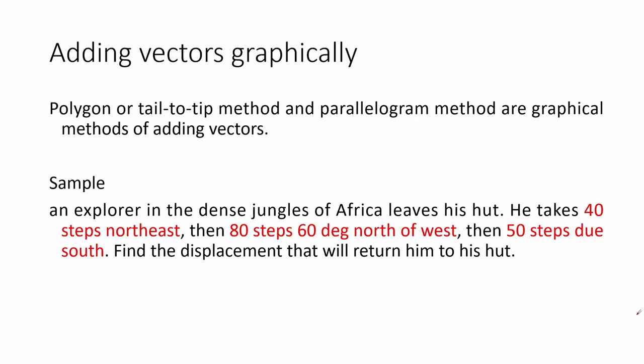Adding two or more vectors graphically. Polygon or tail-to-tip method and parallelogram method are graphical methods of adding vectors. Let's give an example for the polygon or tail-to-tip method. Let's say an explorer in the dense jungles of Africa leaves his hut. He takes 40 steps northeast, then 80 steps 60 degrees north of west, then 50 steps due south. Find the displacement that will return him to his hut.